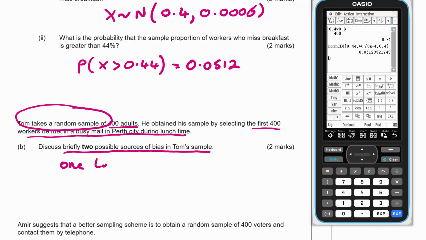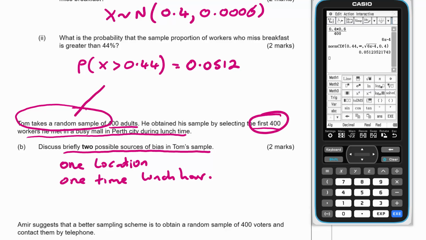Well, he's at one location, one time, the lunch hour, and he took the first 400. So this statement that it's a random sample is questionable.